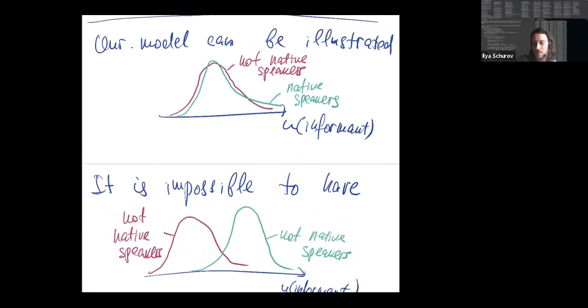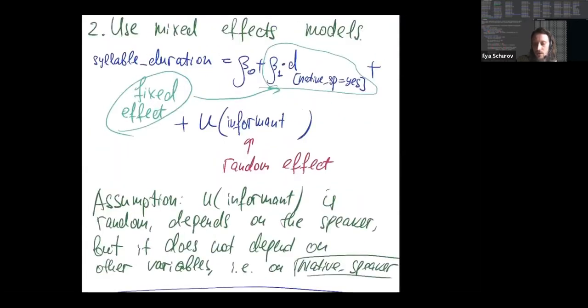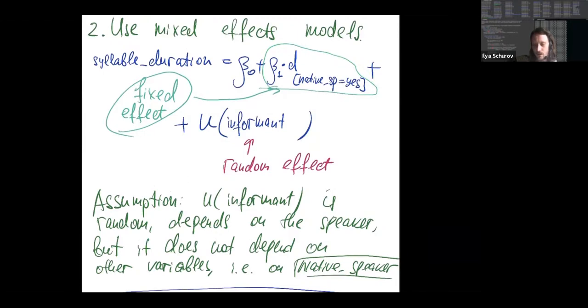And every systematic difference between native speakers and not native speakers will be recorded in this term. It will come from this term. This term shows how native speakers are shifted with respect to not native speakers. So even if this variable is not shifted, this variable can be shifted. It is possible that there is some difference between syllable duration in native speakers and not native speakers just due to this term, not this. And this term accounts for some personal variations between different people. So this is how these mixed effects models are constructed.